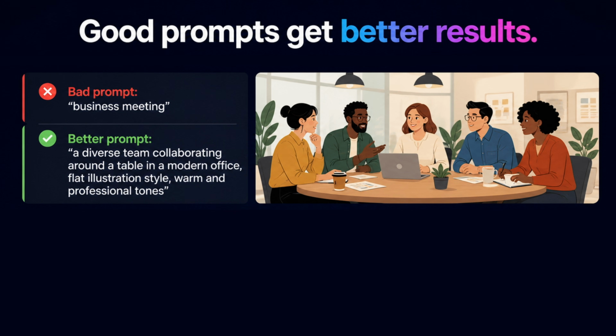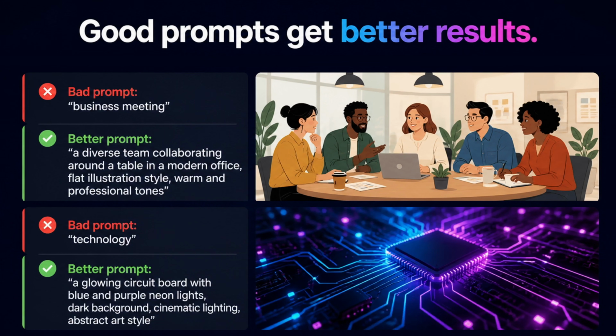Let me give you examples. A bad prompt is just business meeting. And a better prompt could be a diverse team collaborating around a table in a modern office, flat illustration style, warm and professional tones. A bad prompt could be technology. A better prompt could be a glowing circuit board with blue and purple neon lights, dark background, cinematic lighting, abstract art style. See the difference? The more context you give, the more control you have over the output.